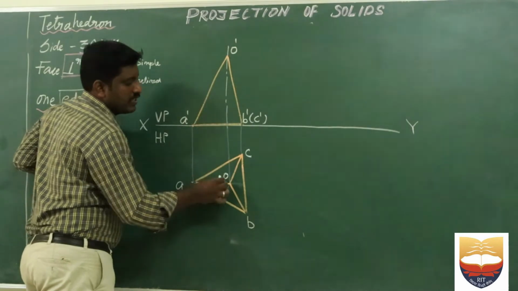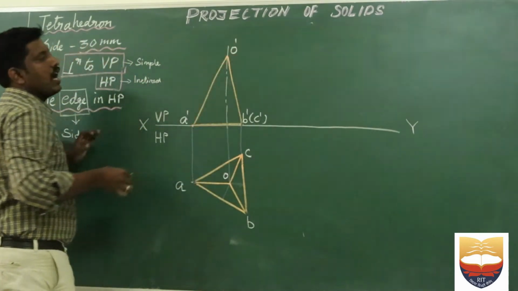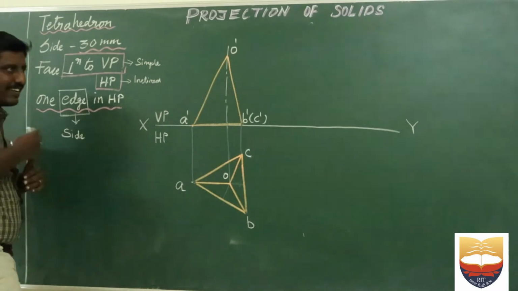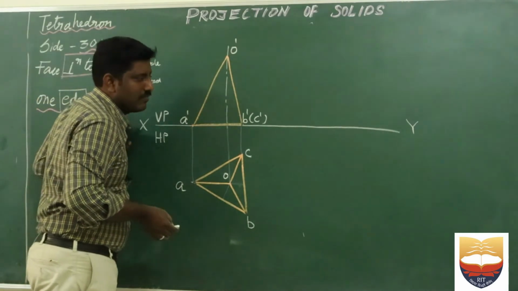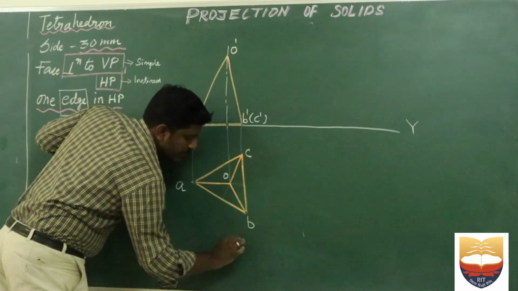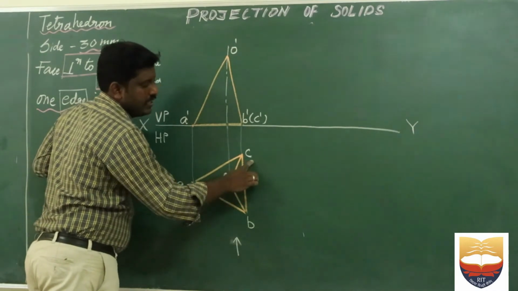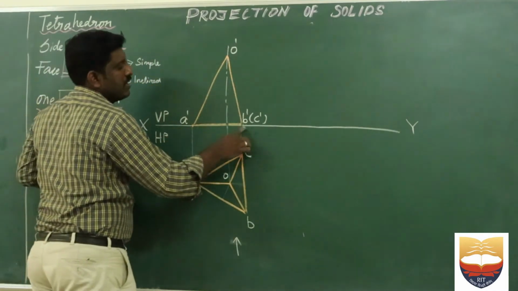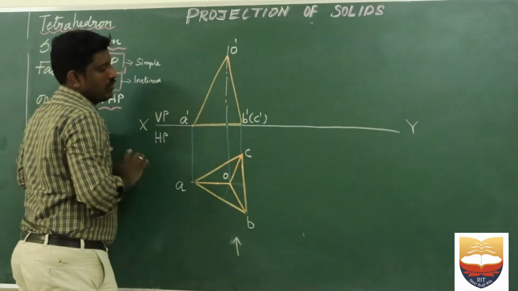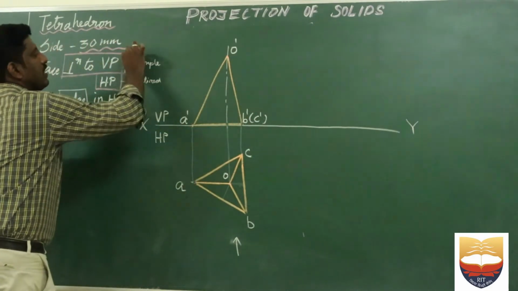Then first I simply projected the center line. I obviously know that the tetrahedron height will also be 30, so from here I have measured 30. If I look from here, I can see A, B and O. So from A and B I have drawn lines which connect to O. So this is my A dash, this is my B dash and this is my C dash. I have completed this now.